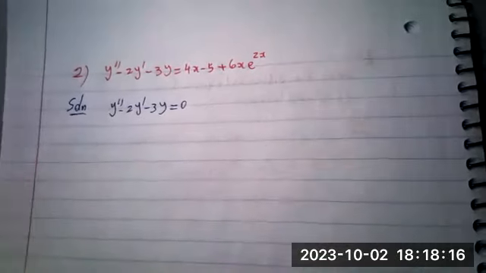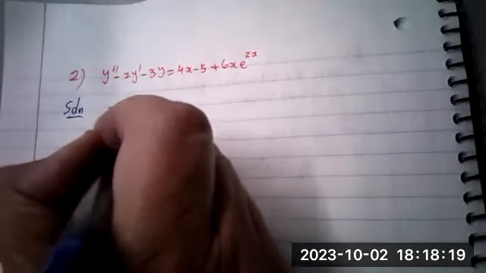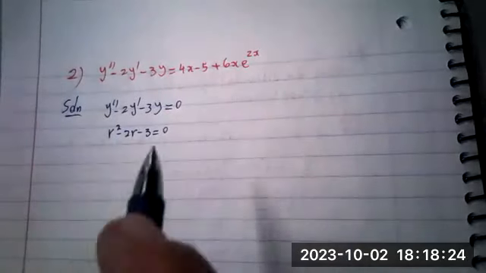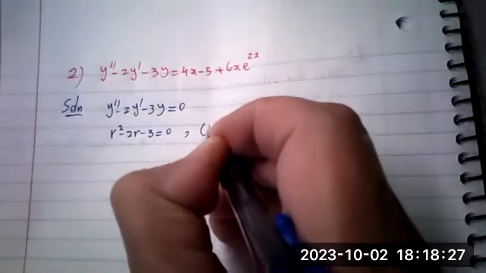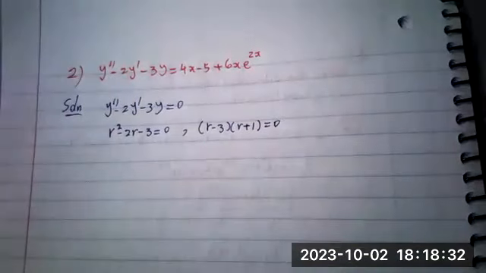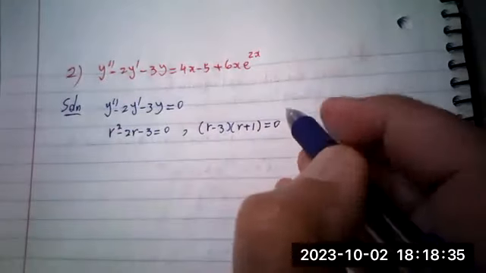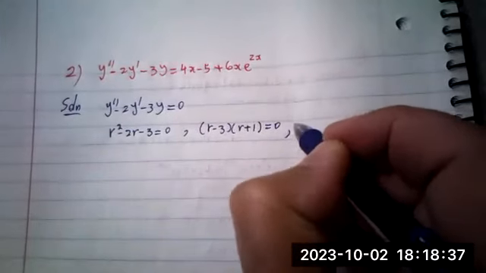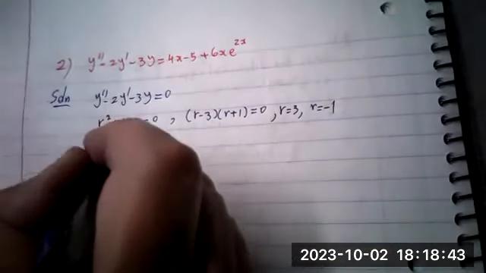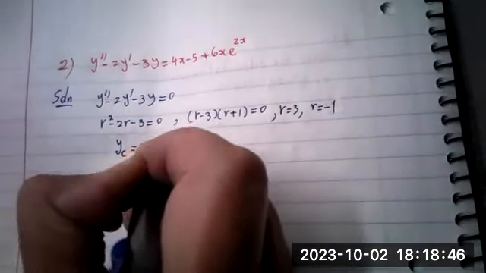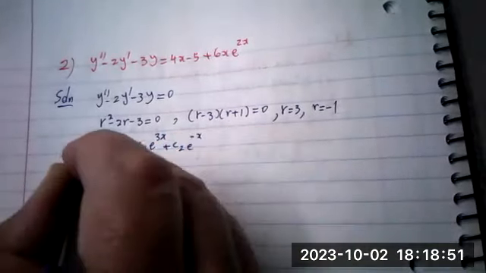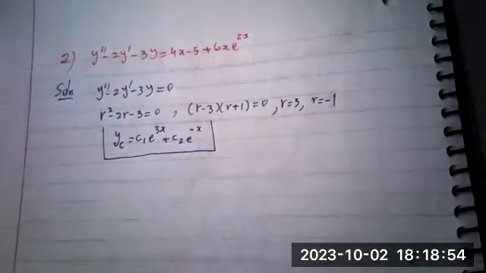Okay, characteristic equation, r squared minus 2r minus 3 equal to 0. Factor it. (r minus 3)(r plus 1) equal to 0. So we have two solutions. The solutions are going to be 3 and negative 1. So the general solution yc is going to be c1 e to the 3x plus c2 e to the negative x. So this is going to be your case.